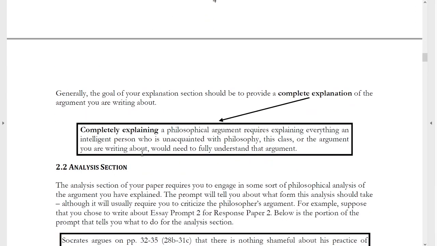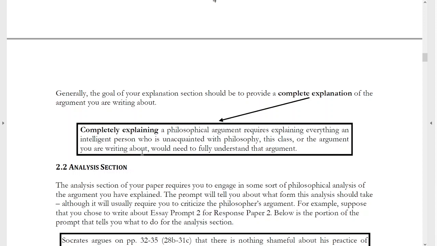All right. Now, to wrap up, here's really the ultimate goal. What you're trying to do in the explanation section is give what I would call a complete explanation of the argument you're writing about. How do I define this? Completely explaining a philosophical argument means explaining everything an intelligent person who's unacquainted with philosophy, this class, or the argument you're writing about would need to fully understand that argument.